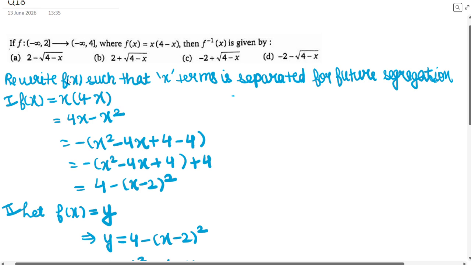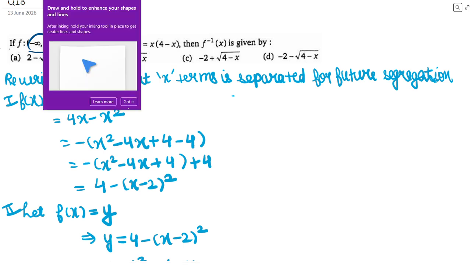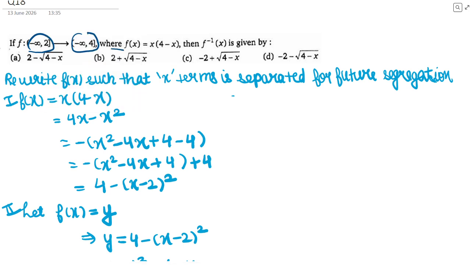In this question, we are given a function which is going from minus infinity till 2, and its range is minus infinity till 4, where f(x) is given as x times (4 minus x). Then we are required to find the inverse of the function f(x). So let's start the process of finding the inverse of the function.